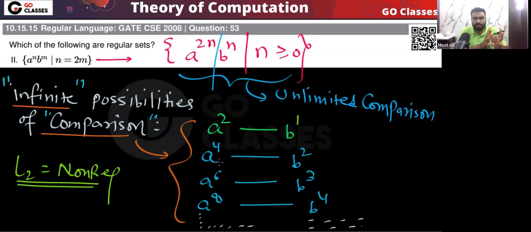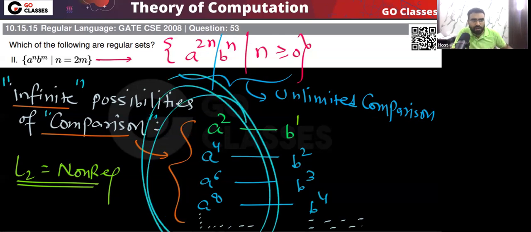will they matter to me? They will not matter to me. Yes or no? I just want infinite possibilities of comparison. Here you can see there are infinite possibilities of comparison. One or two strings don't matter to me. So don't worry about one or two strings, because here we are dealing with infinity. When you are dealing with infinity, you don't have to worry about one or two things. Very simple point.